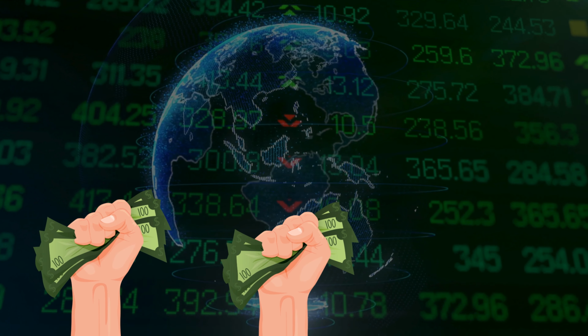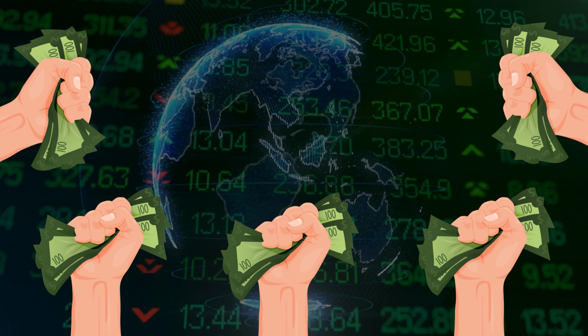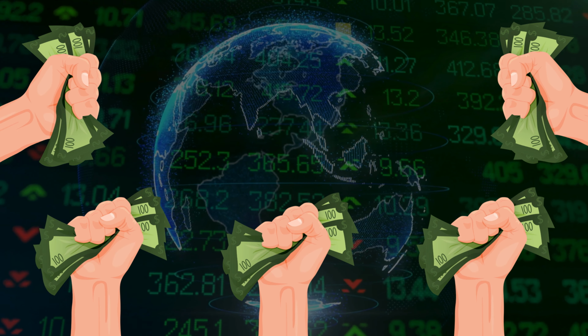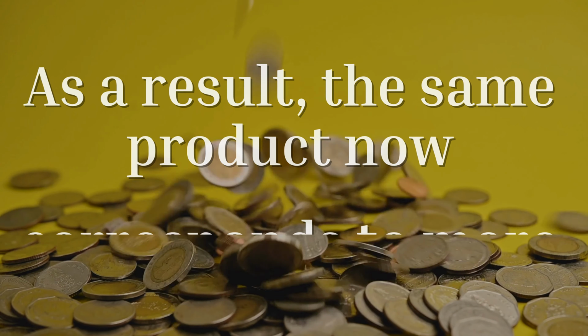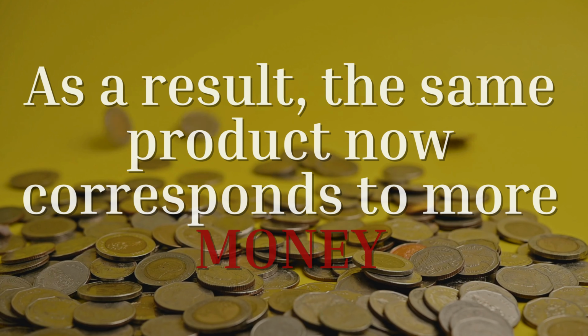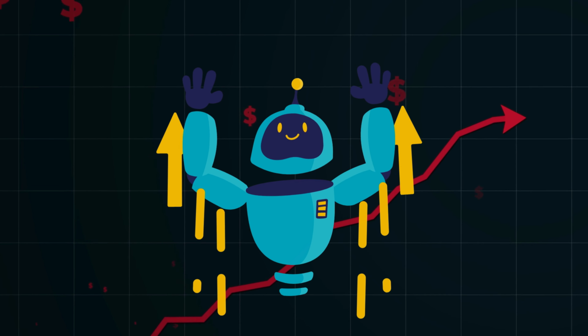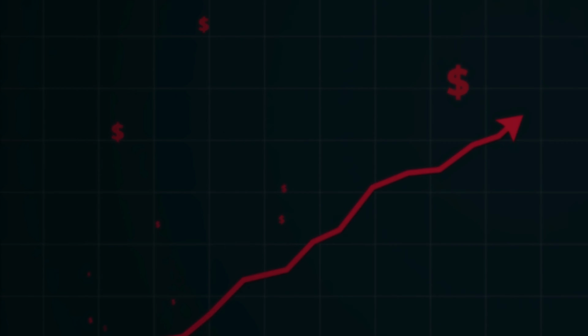The simplest and first reason is that there is too much money in the market. When the amount of money increases but the number of products stays the same, the balance changes. As a result, the same product now corresponds to more money. Inevitably, sellers raise prices.